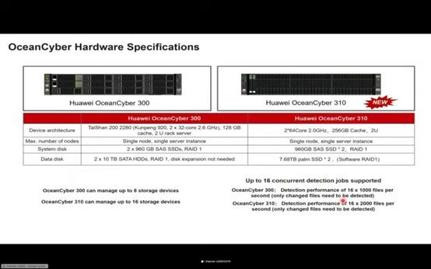So the last one is about the OceanCyber hardware specifications. Now, in this new release, we launched our new hardware product, which is named OceanCyber 310. So there is a comparison, as you can see. The big difference is that with this new hardware, we can support managing up to 16 storage devices. The 300 can only manage up to 8 devices. So this is the first difference. Second is the detection performance, which is almost double that of the previous generation. Okay, this is for the OceanCyber.